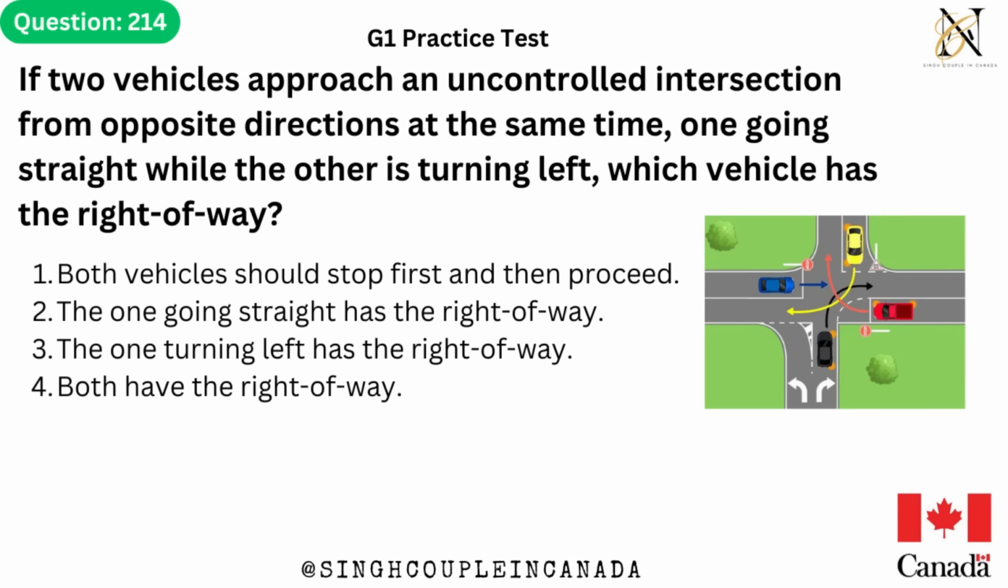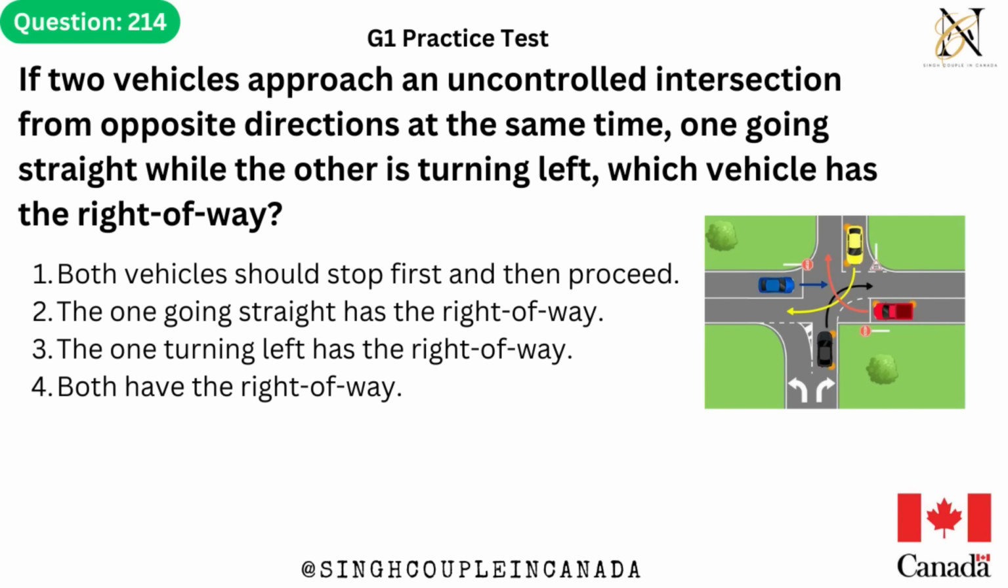If two vehicles approach an uncontrolled intersection from opposite directions at the same time, one going straight while the other is turning left, which vehicle has the right of way? 1. Both vehicles should stop first and then proceed. 2. The one going straight has the right of way. 3.